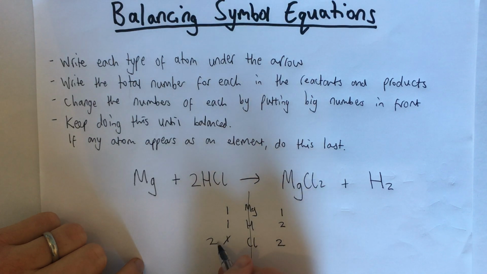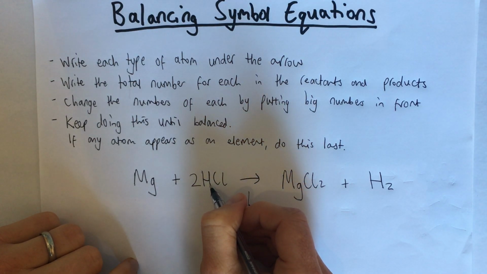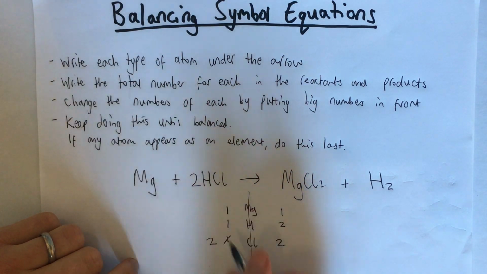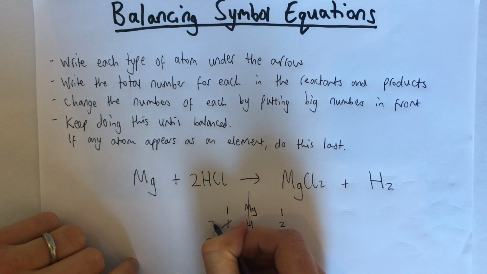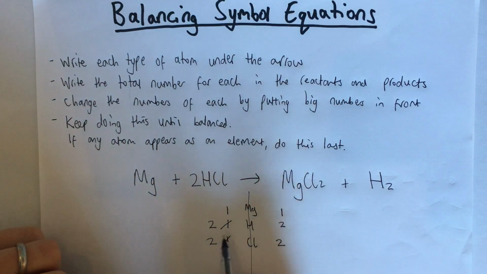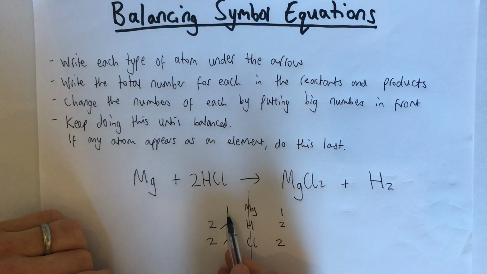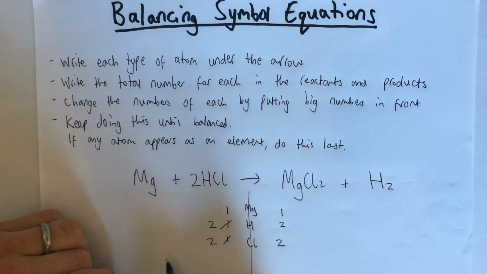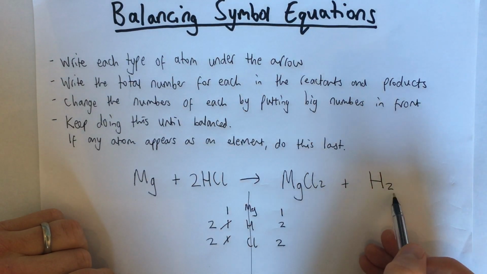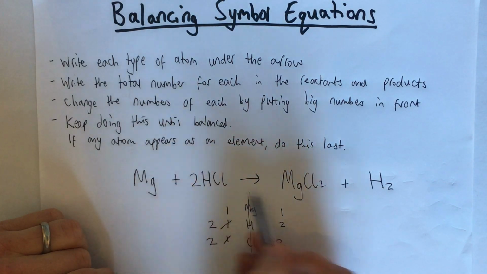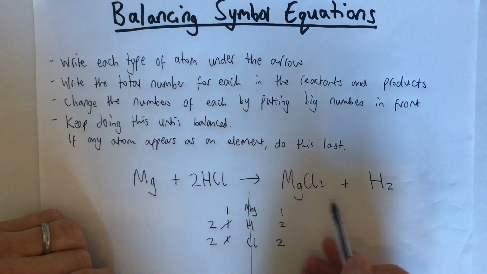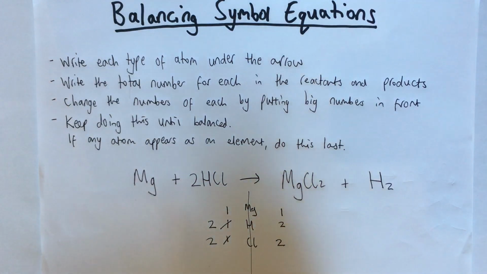But that has also changed the hydrogen. There's now 2 hydrogen atoms as well on this side. As it happens, that's a really good thing because this equation is now balanced. 1 magnesium to 1 magnesium, 2 hydrogens to 2 hydrogens, 2 chlorine atoms to 2 chlorine atoms. So that is now done. That was quite an easy one.